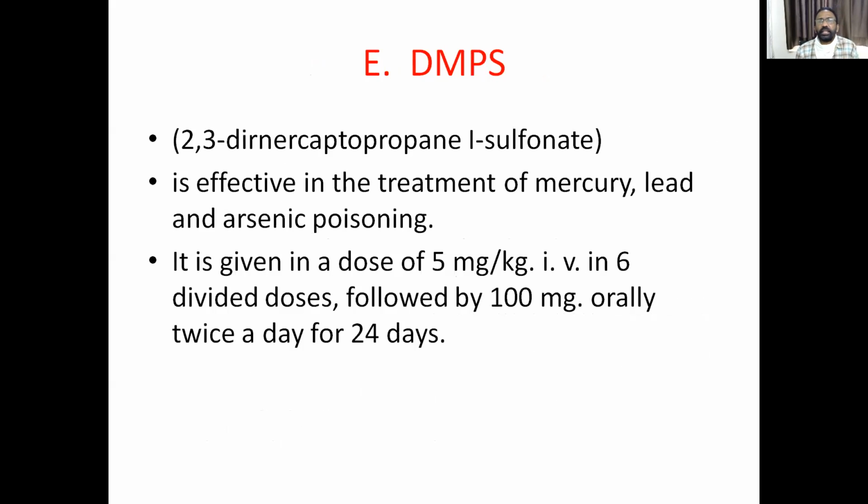DMPS is another chelating agent, 2,3-dimercaptopropane sulfonate. It is effective in the treatment of mercury, lead and arsenic poisoning. It is given in a dose of 5 milligrams per kg IV in 6 divided doses, followed by 100 mg orally twice a day for 24 days.